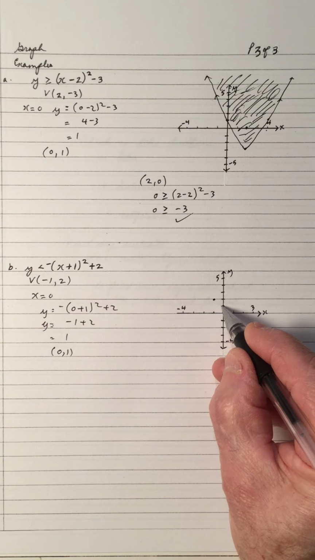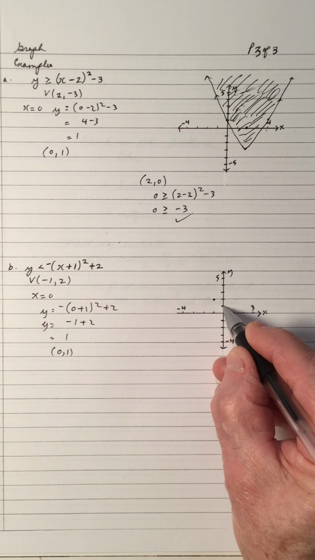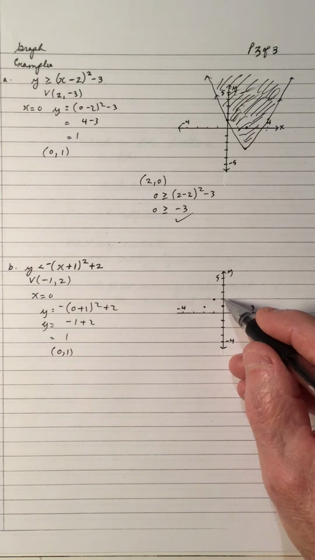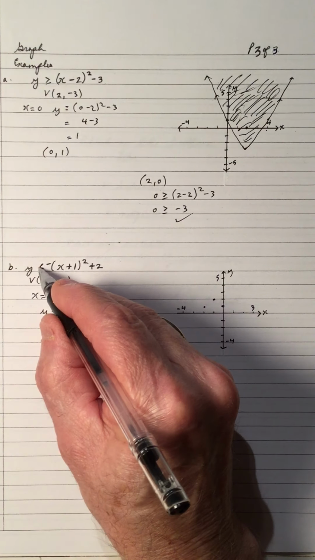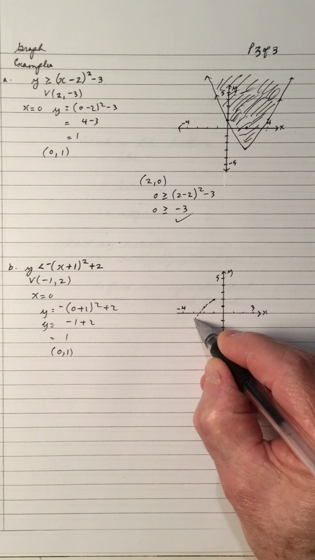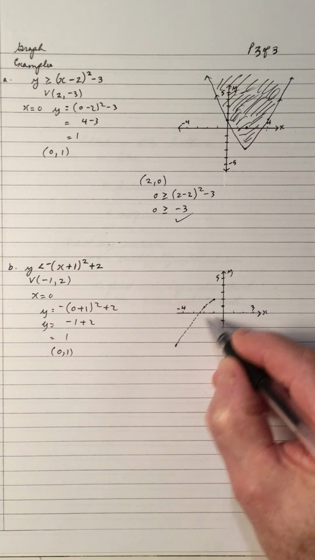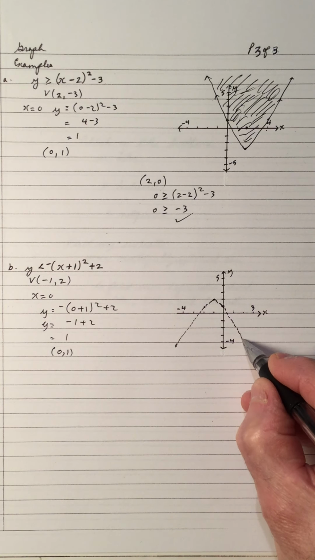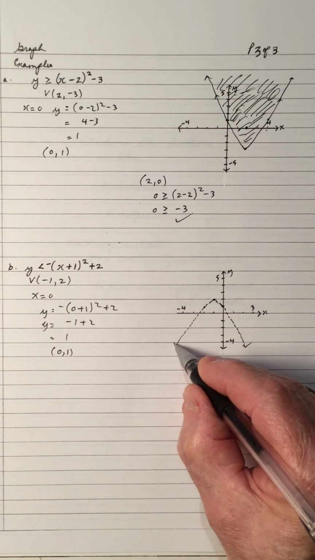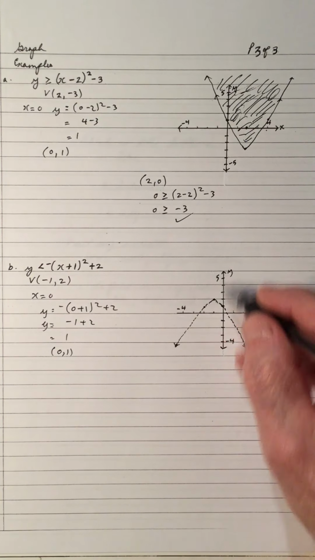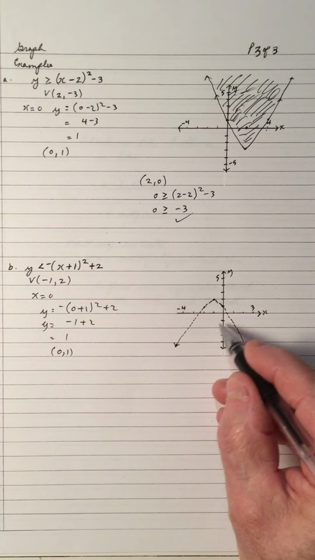So 1 unit to the right gives me a 1, and 1 unit to the left should give me a 1. So this parabola is going down, but this one has no equal sign. So the boundary line is broken, because the boundary line is not a part of the inequality when there's no equal sign. And less than is below, so the only way to go below is in here.